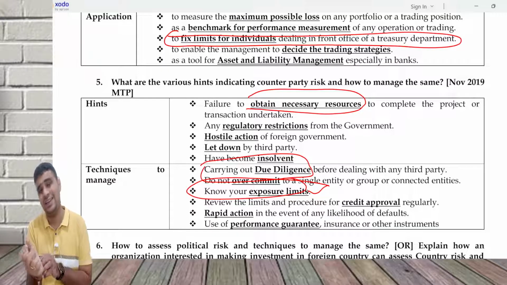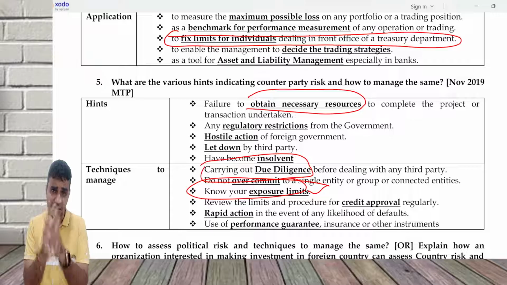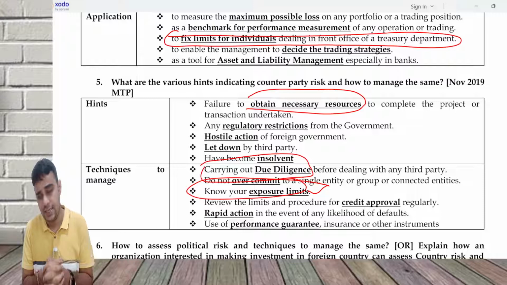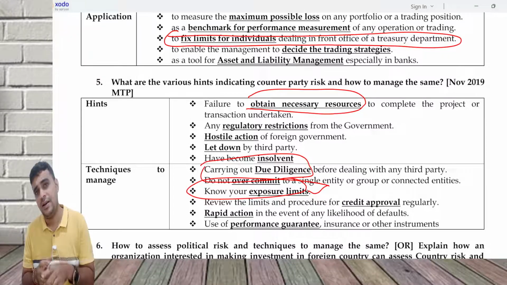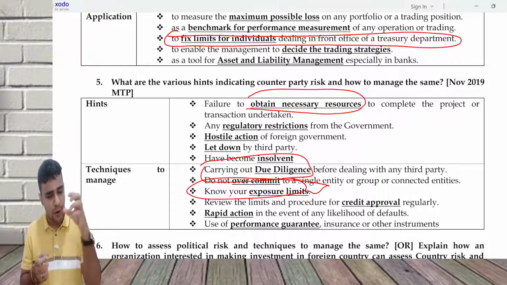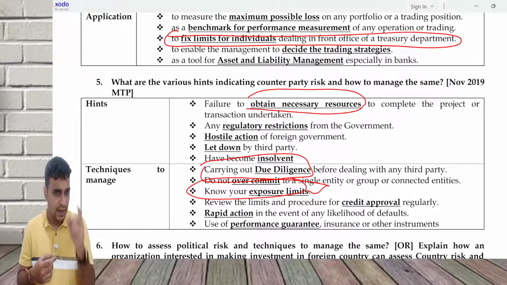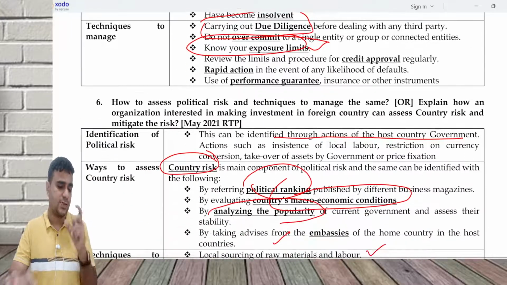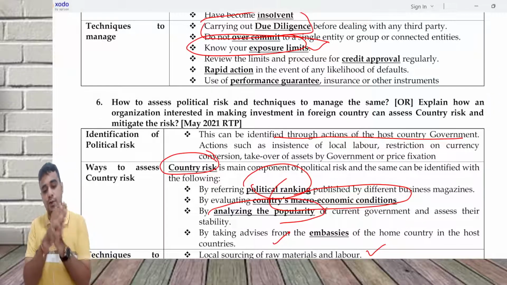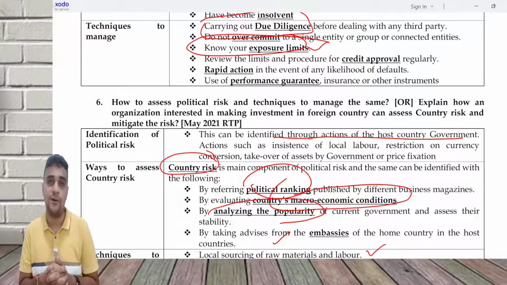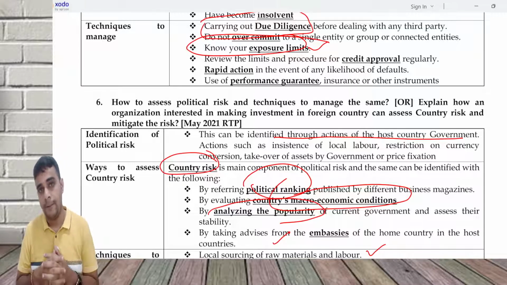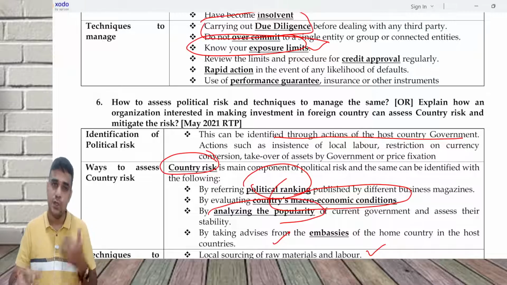How to assess political risk? Political risk is basically the risk that there is some hostile action taken by the government. It can be indicated through multiple ways, where the government is saying that you will have to do only local sourcing, you will have to use only local financing, putting certain restrictions on the company. A major component of political risk is country risk, which can be assessed through the popularity of the current government, the political ranking, and the credit rating of the country. How do I manage this? By going for local sourcing, local financing, or having a joint venture partner.